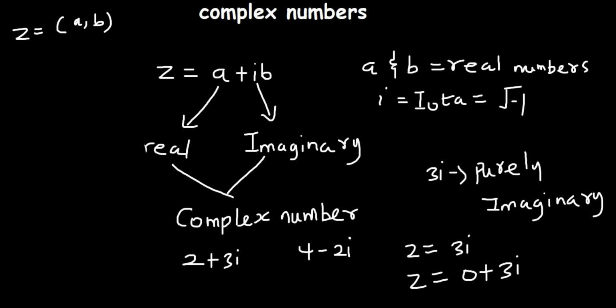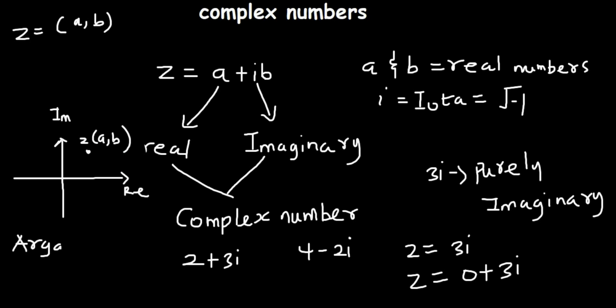So let's look at what that means. Let's say I have a plot here. This plot is known as the Argand diagram, where the x-axis is named the real axis and the y-axis is named the imaginary axis. So I can plot z here, with a and b. This is known as the Argand diagram.